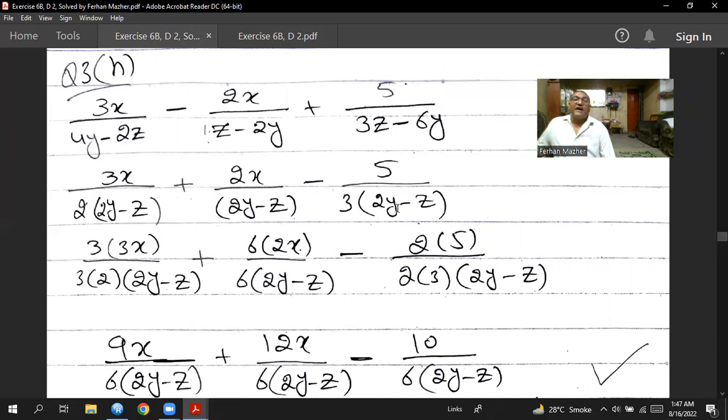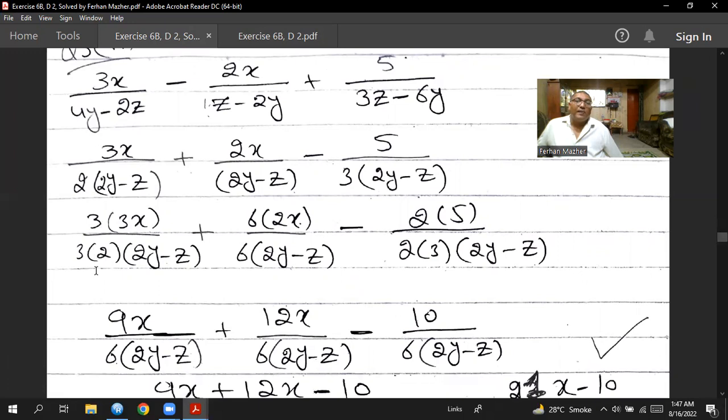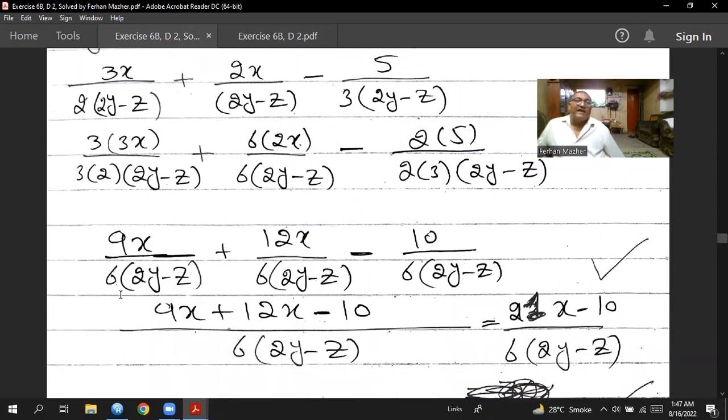Now the (2y - z) bracket is the same in all the three denominators. Here you have 2, here you have 3. So here in the first fraction, multiply upstairs and downstairs with the 3. And here multiply upstairs, downstairs with the 6. And in this fraction, upstairs, downstairs, multiply with the 2. So here you will have 9x divided by 6(2y - z) plus 12x divided by 6(2y - z) minus, upstairs you will have 10, downstairs you will have 6(2y - z).